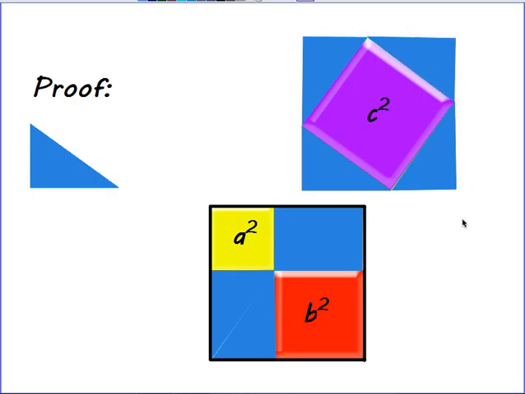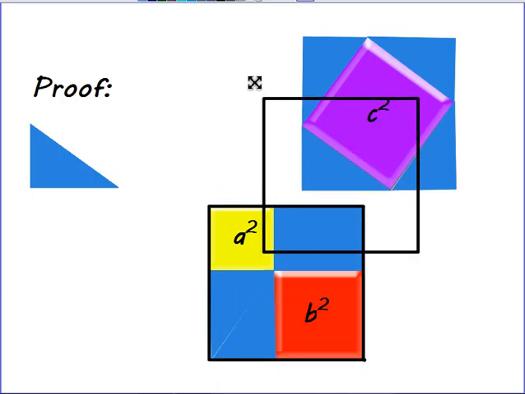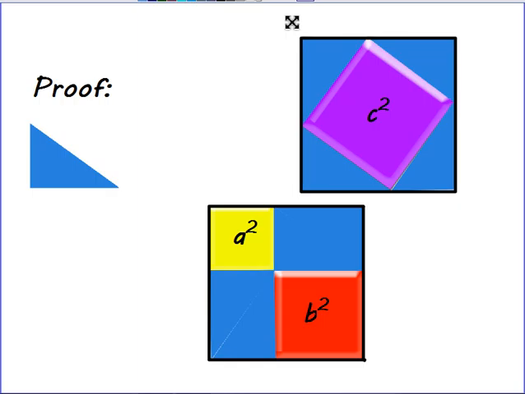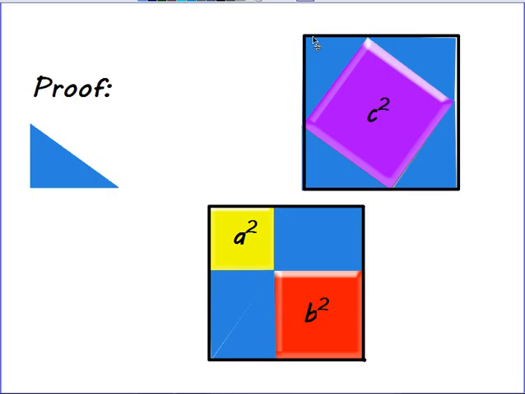Now that I have these triangles in place, I'm going to make a duplicate of the square border that I put around a squared and b squared. We're making a duplicate so that you know that it's exactly the same size. When I bring it up here to the square I made for c squared, you can see that they are the same size of square. The square down here with a squared, b squared, and my 4 blue triangles take up the same amount of area as c squared and 4 blue triangles.